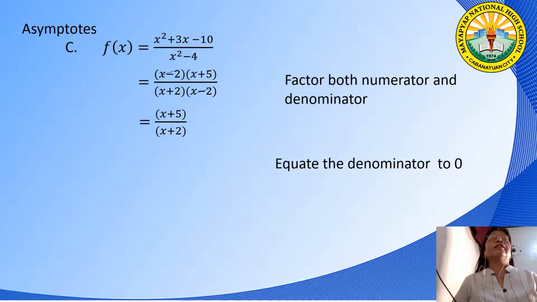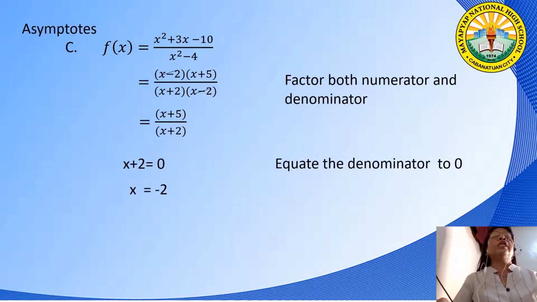The second step in finding the vertical asymptote is to equate the denominator to 0. Our denominator is x plus 2, equated to 0. That becomes x plus 2 equals 0. Then solve for the value of x. So our x equals negative 2. Therefore, the vertical asymptote is x equals negative 2.